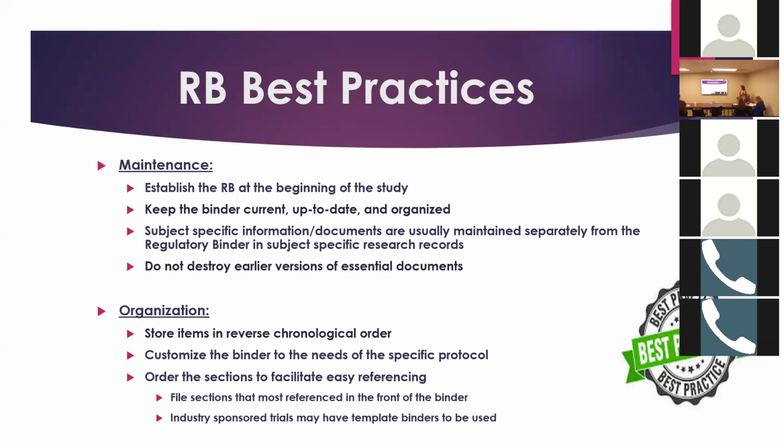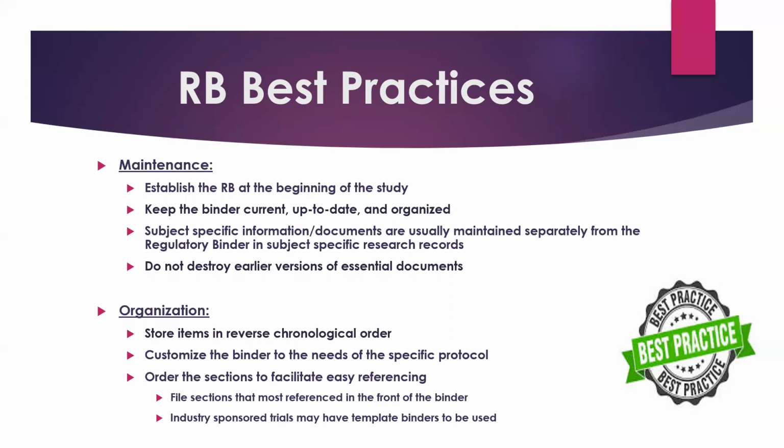Also, you want to file sections. You can organize it any way you want to, but one of the best ways to do it is file some sections that you use the most at the beginning of your binder. That way it's easy to find. Instead of maybe your current protocol being in the middle of it and you have to find it every time, or your current informed consent every time you want to consent someone, maybe you want to put that toward the front, okay?